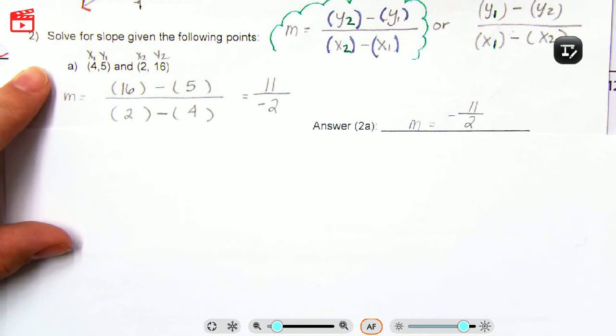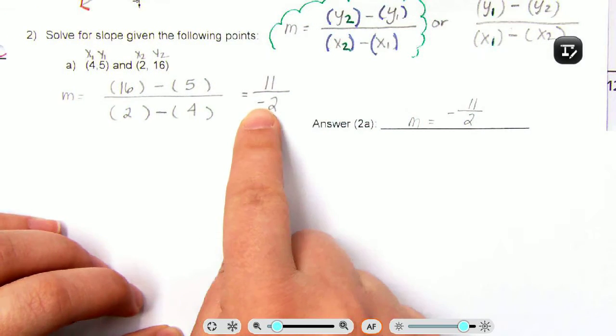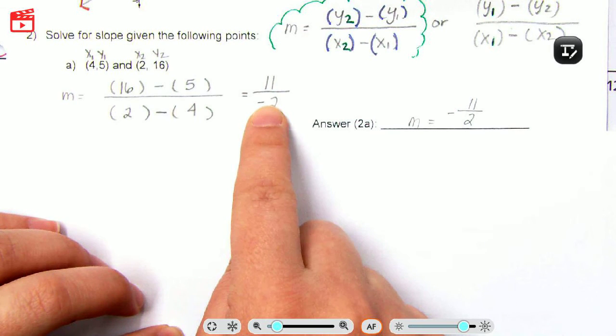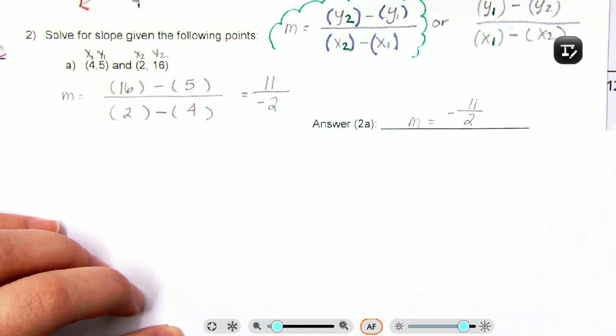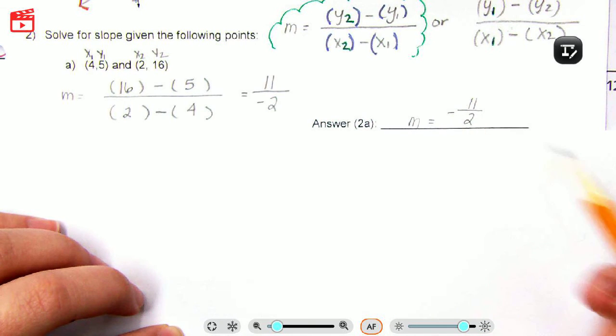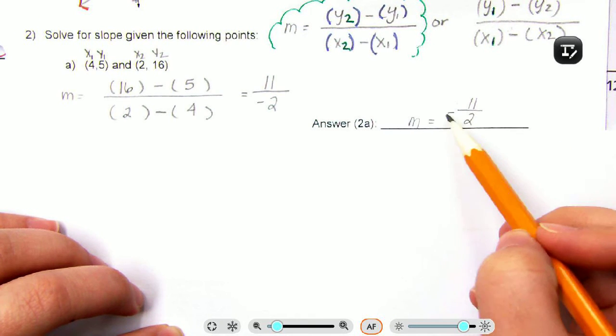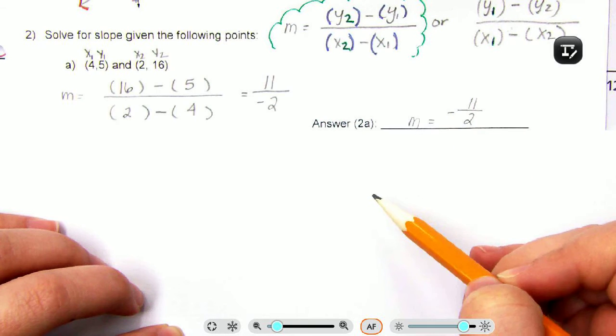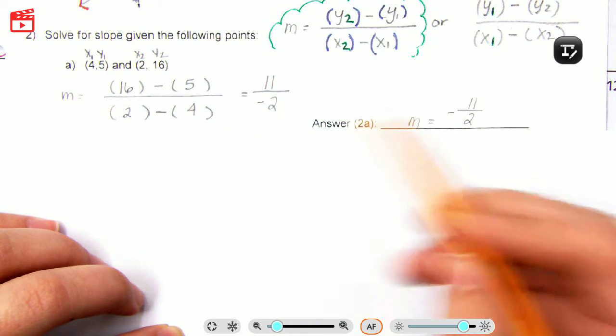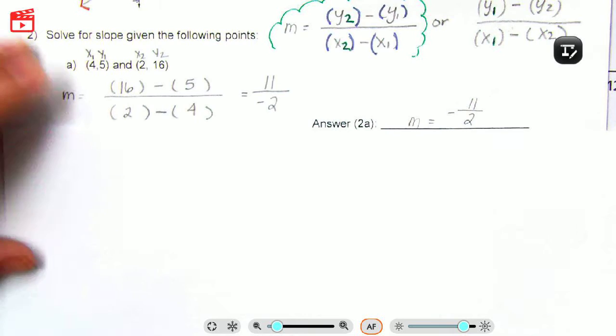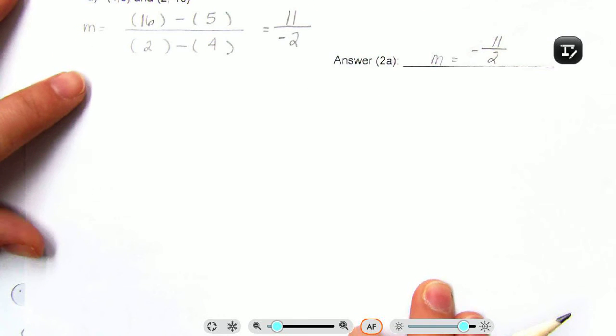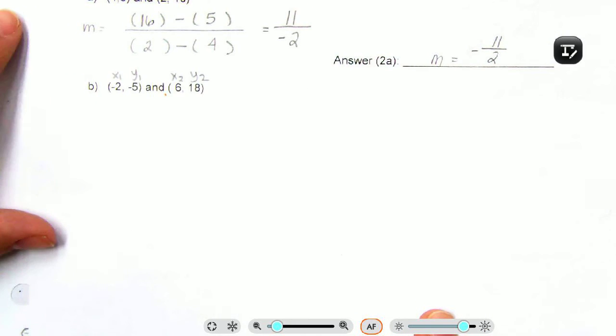So we have 16 minus 5, which is 11. 2 take away 4 is -2. Now, if you choose to leave your -2 negative down here, that's okay. If you choose to bring your negative out in front here, that's okay as well. Typically, when we write negative fractions, we just have one negative out in front if your fraction is negative. So I have one negative here, one negative here. So the answers are the same.